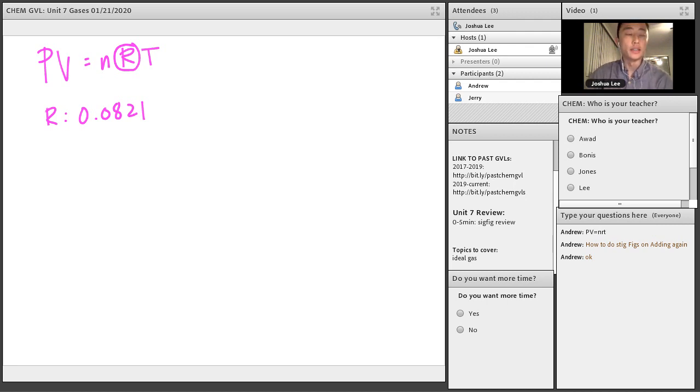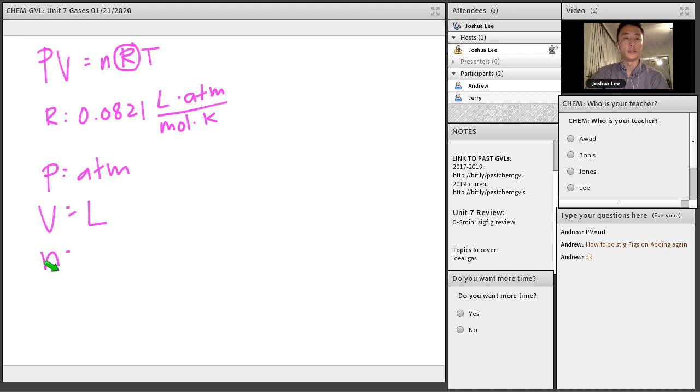Since this one will have very specific units, we got this from putting everything in STP values. So now anytime we do math, since the R value has these units, we have to make sure that pressure is in atmospheres, volume is in liters, n is moles, and T is in Kelvin. And then that's pretty much it. So, practice problem.